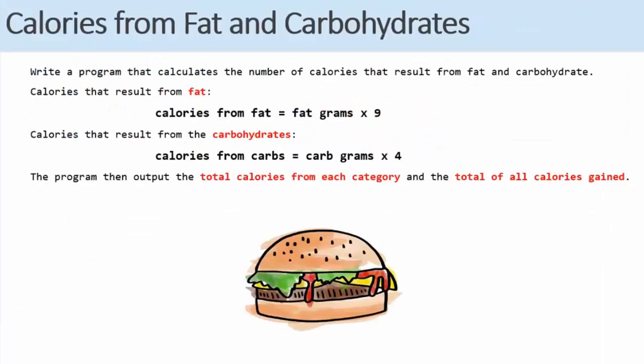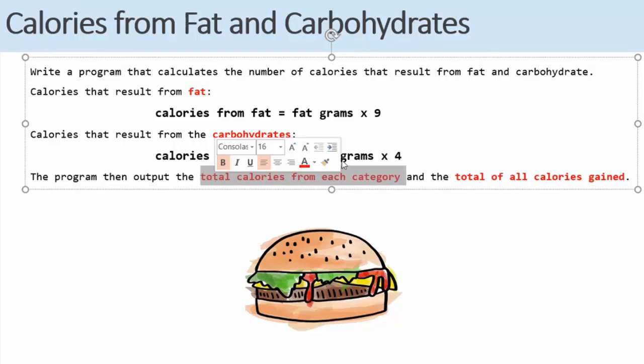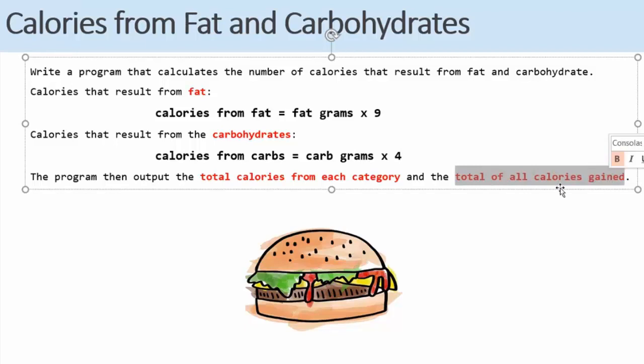In the second program, we're going to calculate number of calories from fat and carbohydrates. Fat grams multiplied by 9, we get the calories. Carbs multiplied by 4, we get the calories. So the program is going to ask you how many grams of fat and how many grams of carbs. Then we need to calculate the total calories of each category and the total of all calories gained.